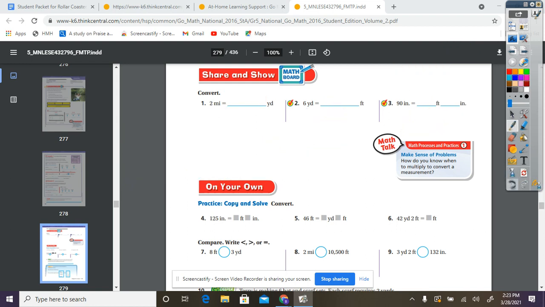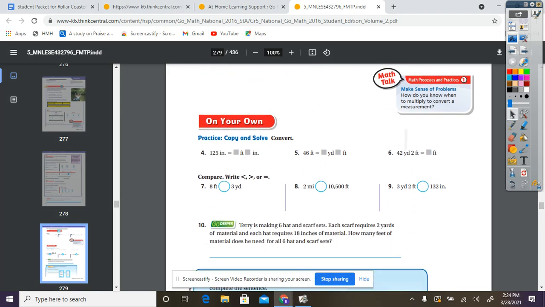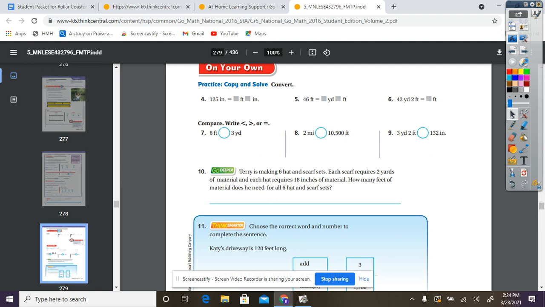Okay, we're going to go down a little bit. You're doing the same thing on 4, 5, and 6. Let's look at an example on number 7 where you are comparing different values. On number 7, you have 8 feet and you're writing greater than, less than, or equal to 3 yards.